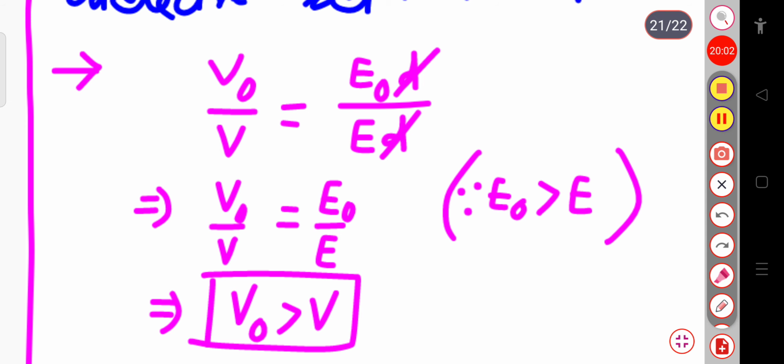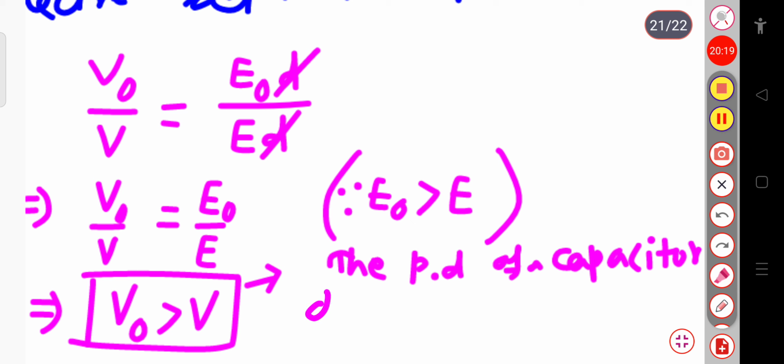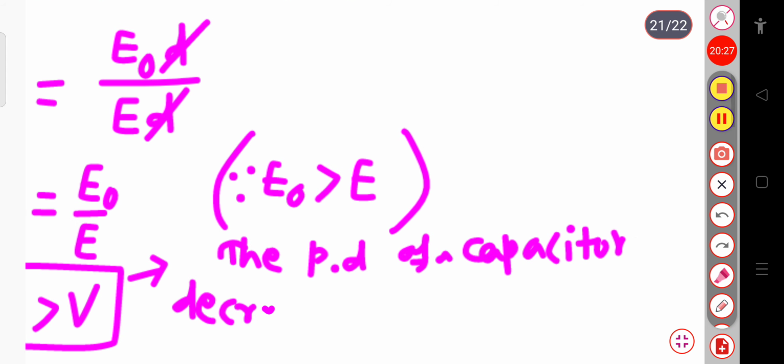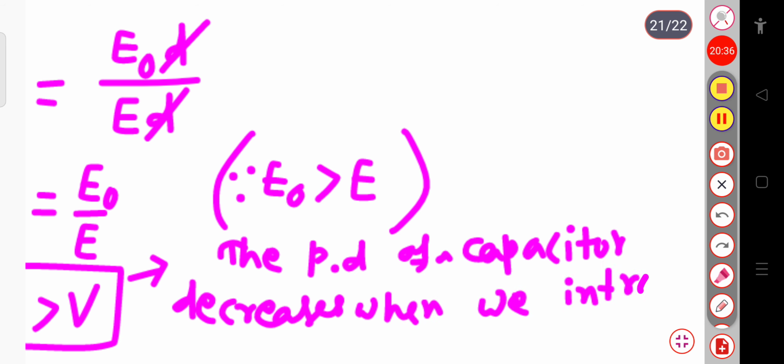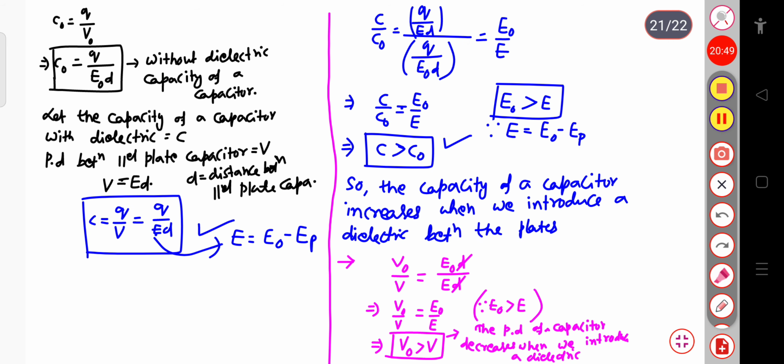So the potential difference of the capacitor decreases when we introduce a dielectric, meaning a dielectric in between the plates. Here we have seen how the capacitance of the capacitor behaves when we introduce a dielectric between the plates of the capacitor, and that the potential difference also changes when we introduce a dielectric between the two.